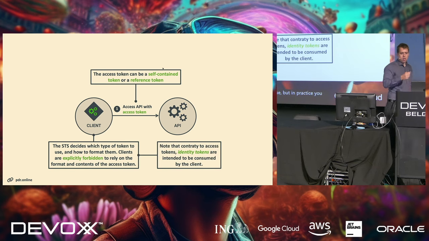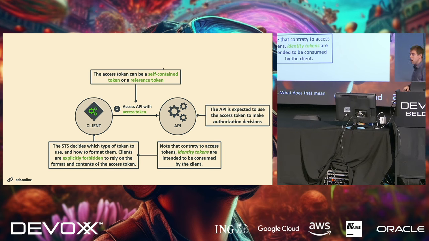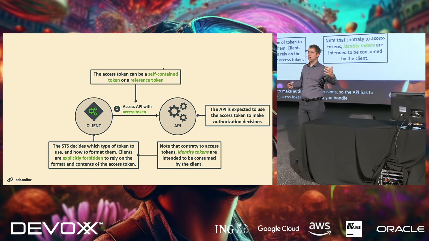All right. Note that identity tokens are handled by the client. Those formats are well-defined and clients are supposed to process them. But access tokens are not supposed to be processed by the client. What does that mean for the API? The API is expected to make authorization decisions, so the API has to handle an access token. So how do you handle a self-contained access token? And how do you handle a reference access token?